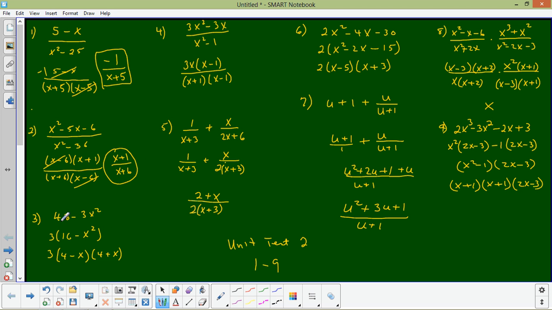Number three is simply factor completely. If you made this first step and stopped, then you wouldn't get full credit for that, because the 16 minus x squared factors further. Again, that first step in factoring, look for a common number and or letter, look for a greatest common factor. In this case, that would have been a 3. And then the 16 minus x squared factors easily into a 4 minus x times a 4 plus x.